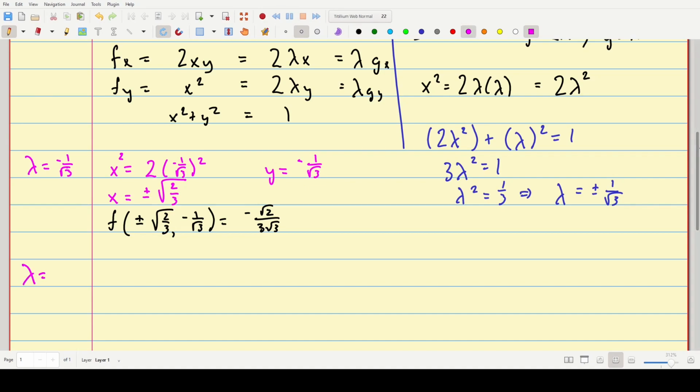And then we do the other side. And the arithmetic is extremely similar, except we're going to have a positive value for y this time.